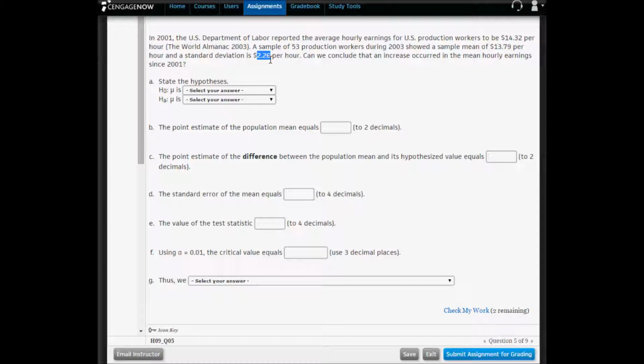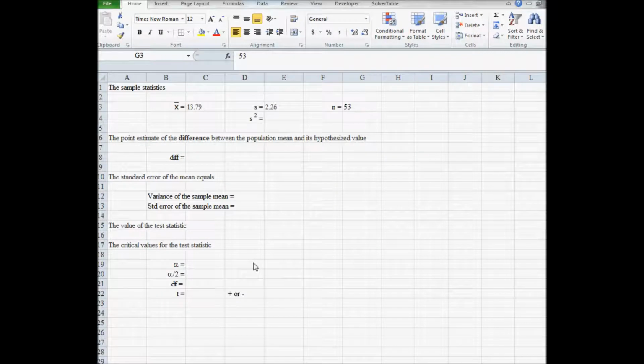I'm going to copy this information into Excel before we proceed. I've copied the sample statistics from the problem into Excel. The 2003 average wage is $13.79. The sample standard deviation is $2.26 per hour, and the sample size is 53. The sample variance is just the square of the sample standard deviation.